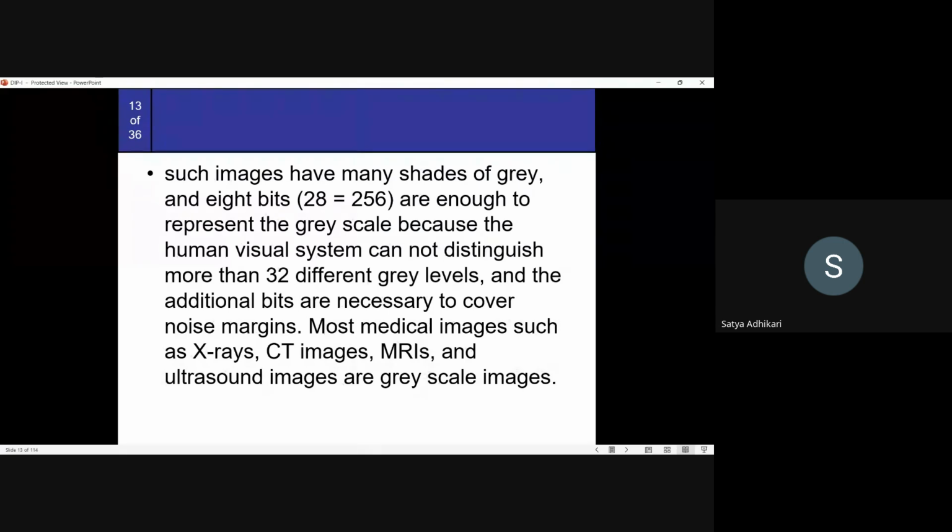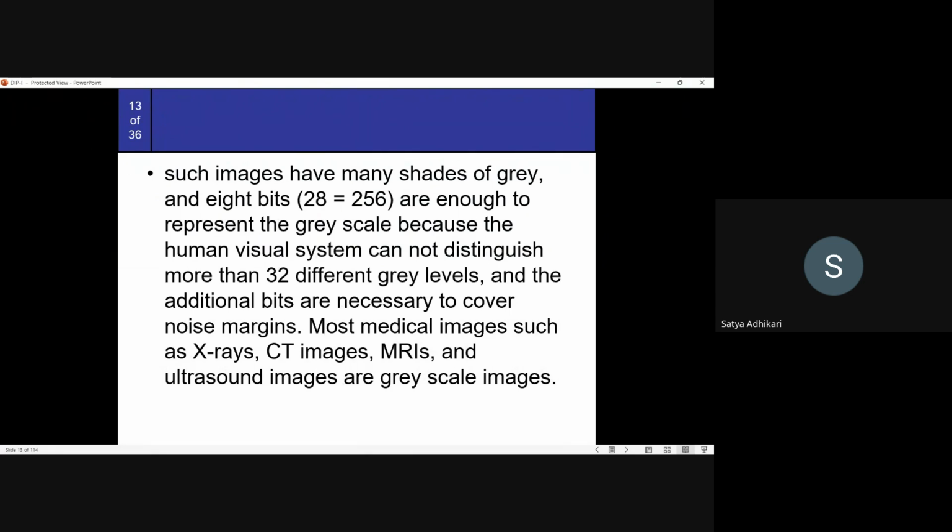It does not contain any color other than black and white. Sometimes it is gray colors. It's a combination of black and white. So the best example is any X-ray report. You see the X-ray report of any patient, CT scan image, or MRI or ultrasound. These are the best examples of a grayscale image.